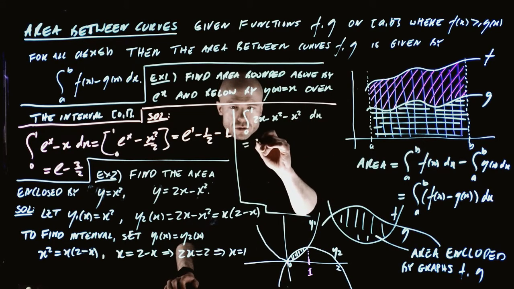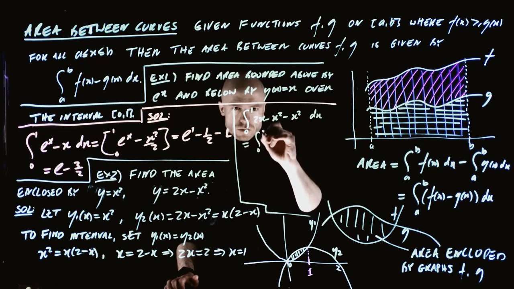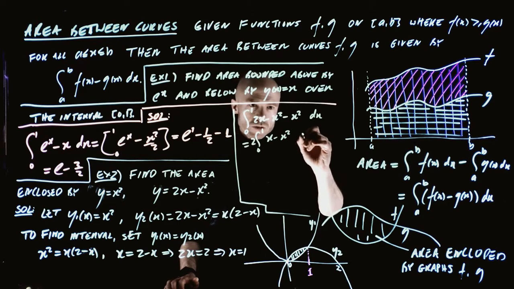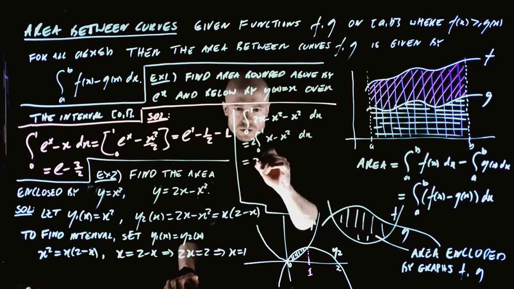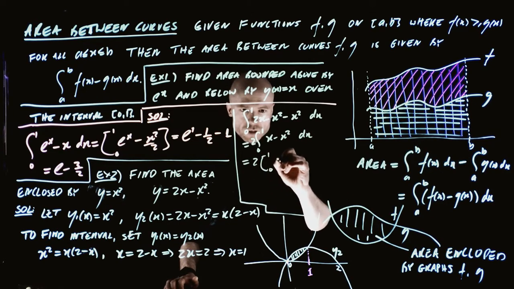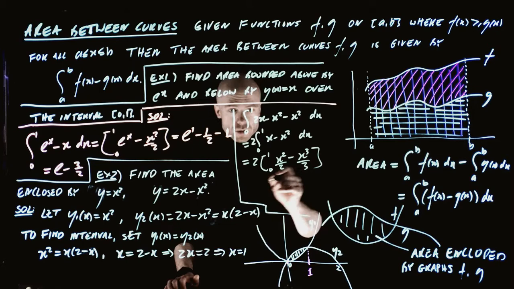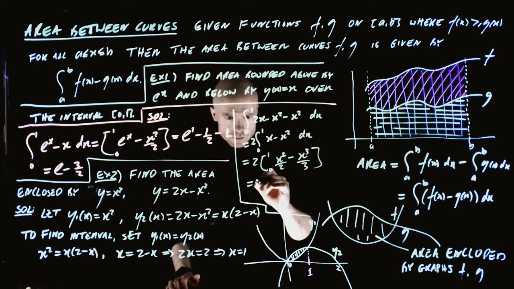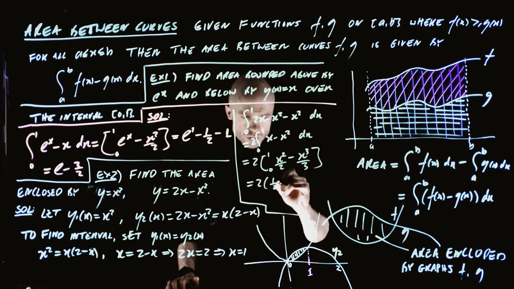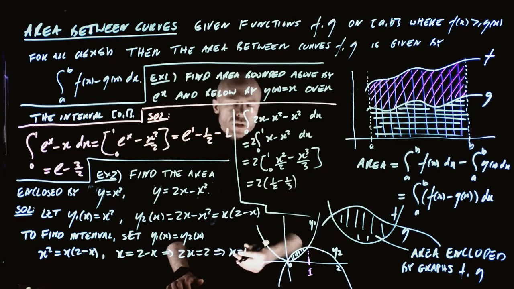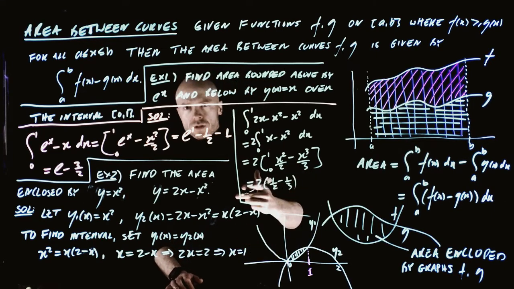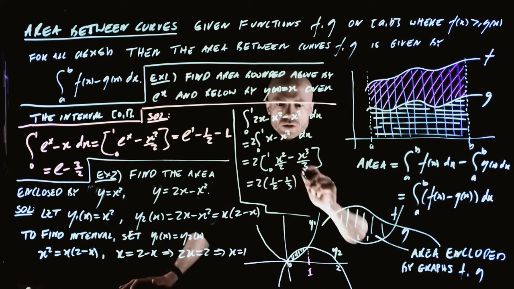So let's write that 0 to 1. Let's take out the 2. We're going to have x minus x squared dx, and then this is easy to calculate, right? We know the antiderivative, x squared over 2, x to the 3 over 3. Put the numbers in. When x equals 1, we have 1 over 2 minus 1 over 3. 1 over 2 is 3 over 6, right? 1 over 3 is 2 over 6.